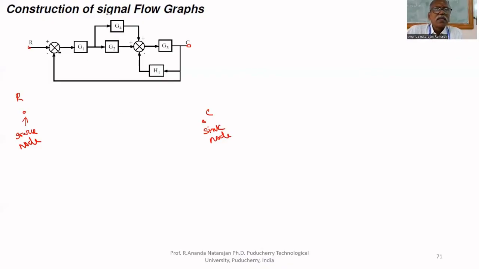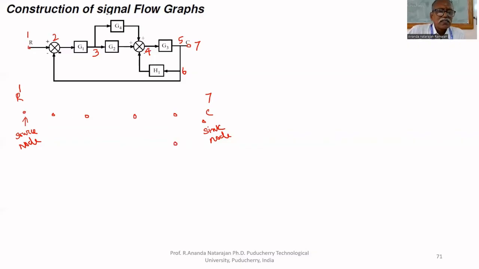All other takeoff points as well as summing points will be marked as nodes. First node, this is second node, this is third node, fourth node, fifth node, sixth node, seventh node. Therefore, C is seventh node, R is first node. Now we can draw all other nodes: second node, third node, fourth node, fifth node, sixth node. That's all.